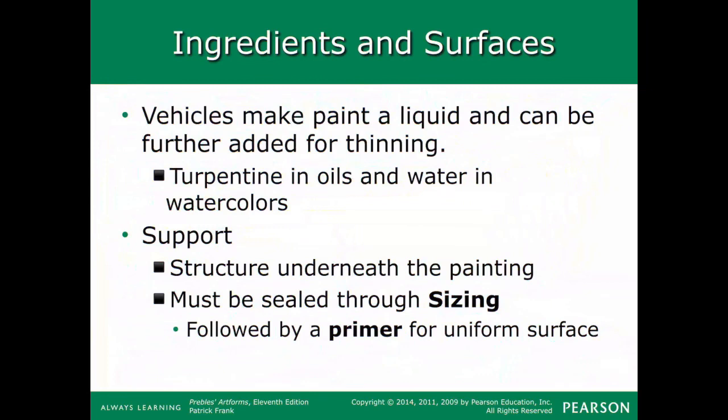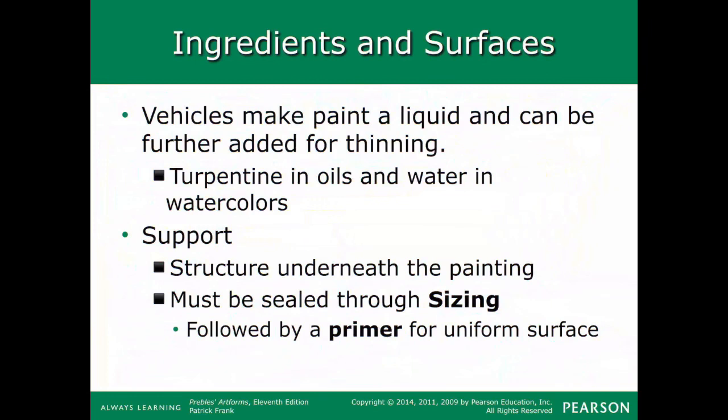But anyhow, when it comes to the painting surface, they are always painted on a type of support. A support is the structure underneath the painting. Think of something like a canvas. What I mean by canvas is basically a fabric that is used for a surface when it comes to painting.